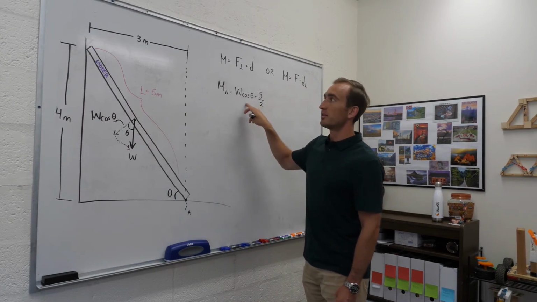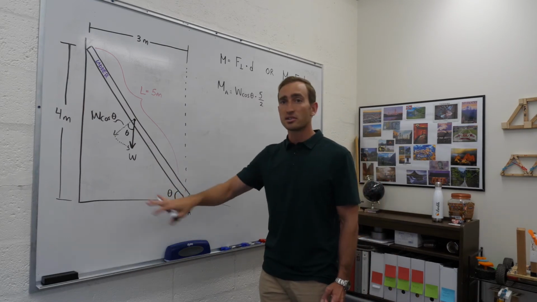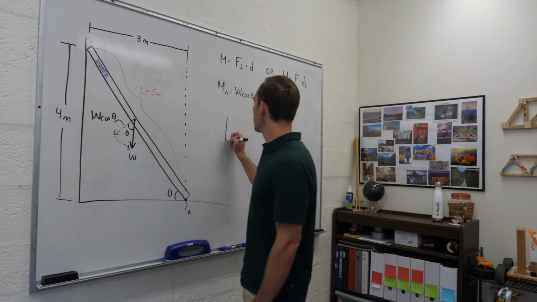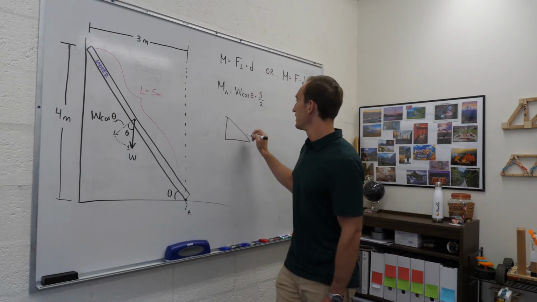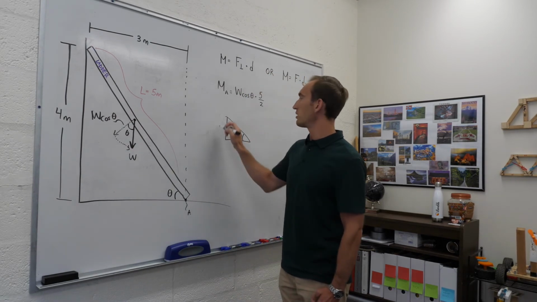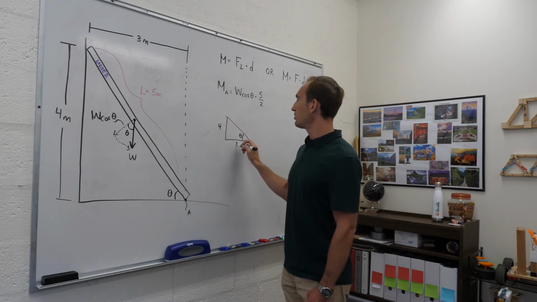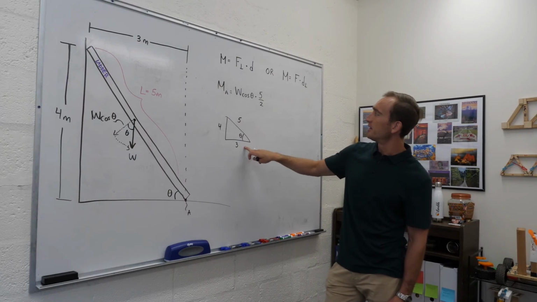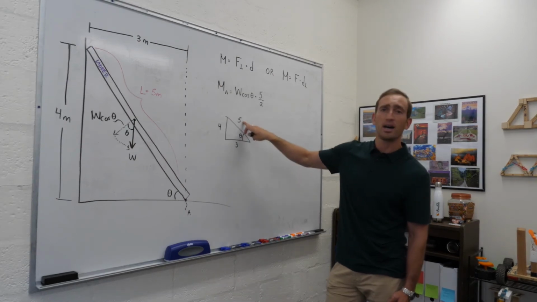So if we look at cosine of theta, again, we have essentially similar triangles down here. So we can draw a little triangle. I'll just do it right here so it's more clear to see. Here's our theta, and we know that our ladder is 4 tall by 3 wide by 5 long. So the cosine of theta is the adjacent over the hypotenuse.